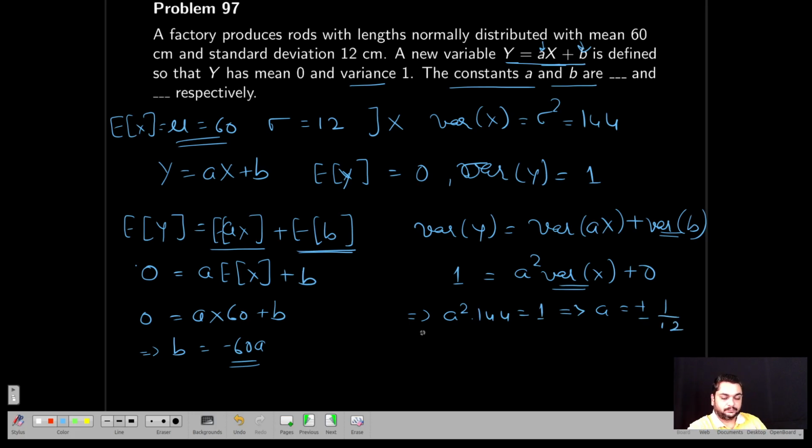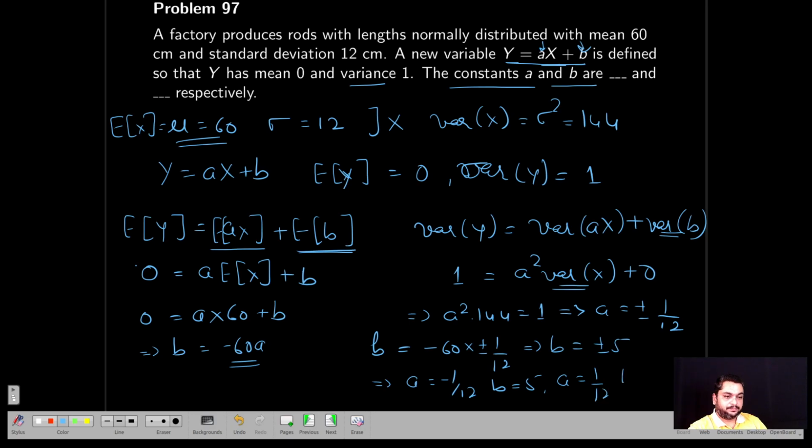Okay. Now you substitute it here. So B will be equal to minus 60 into plus or minus 1 by 12. That implies B is equal to plus or minus 5. So when A is equal to minus 1 by 12, B equals plus 5, and when A is equal to 1 by 12, B equals minus 5. This is the answer.